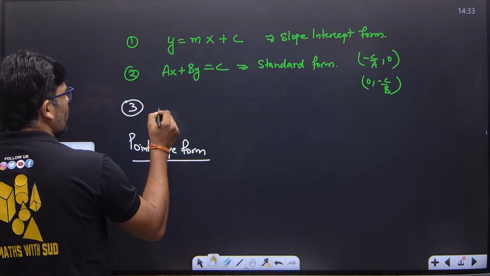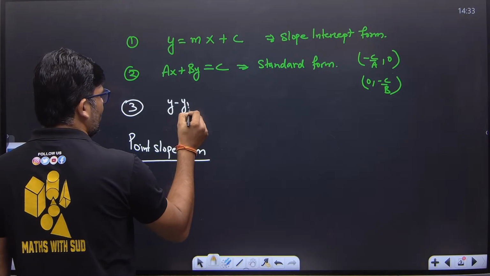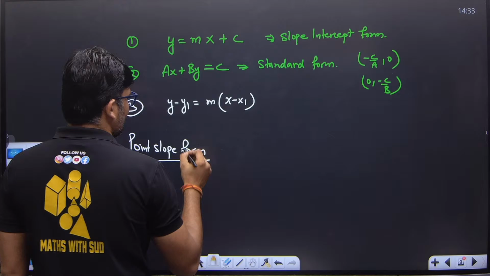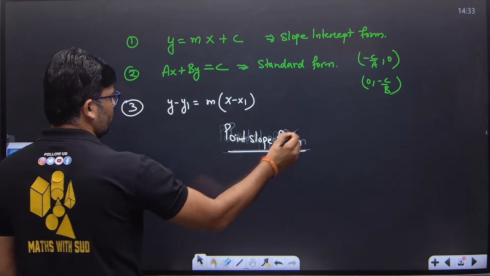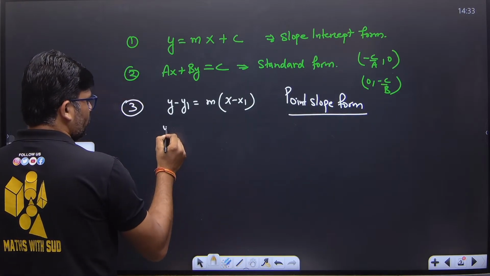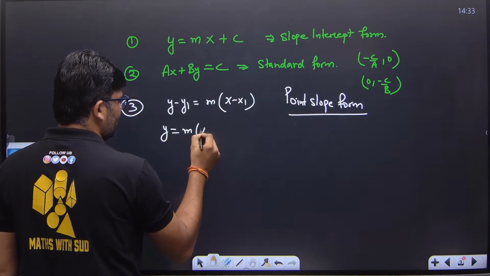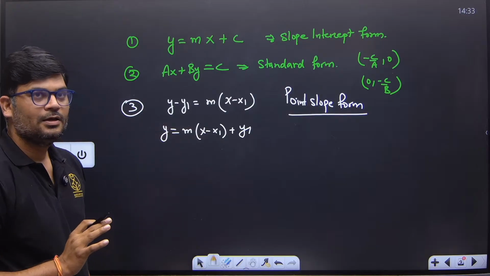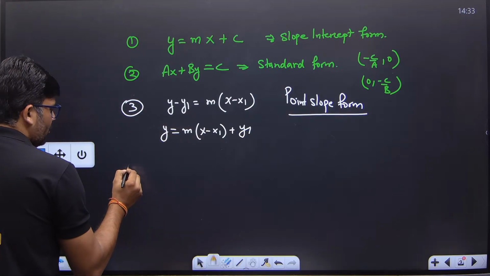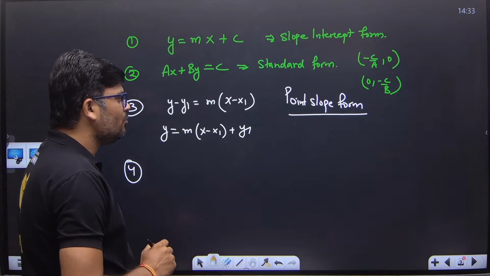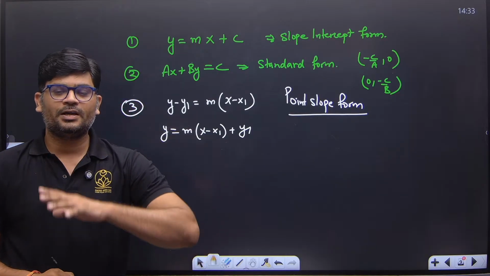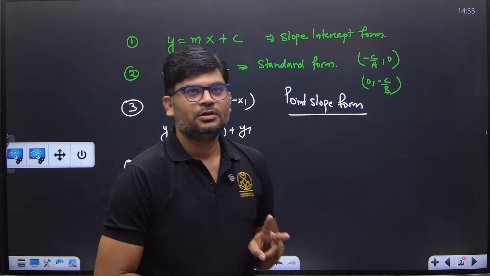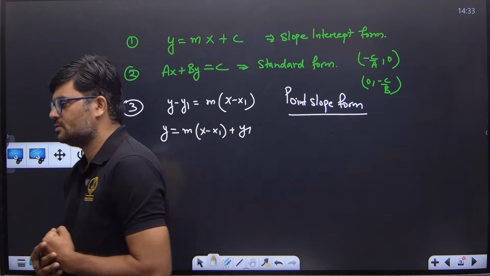So point slope form is y minus y1 is equal to m times x minus x1. This is known as point slope form, or you can rewrite it as y is equal to m times x minus x1 plus y1. So three forms of straight lines. Then there will be one more case in which the slope might not be given to you, but 2 points will be given to you. The line passing through 2 points.